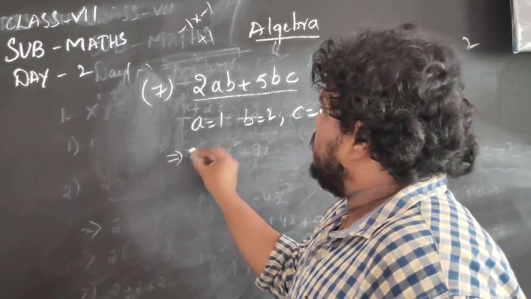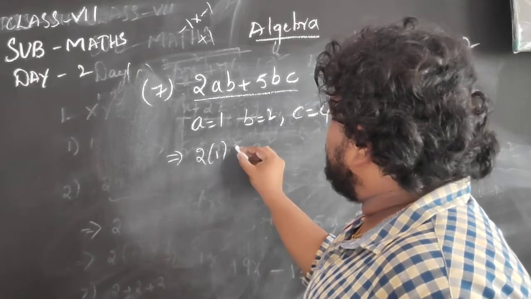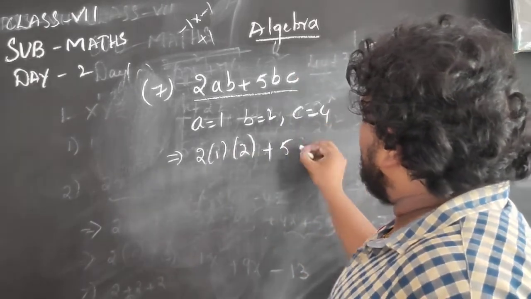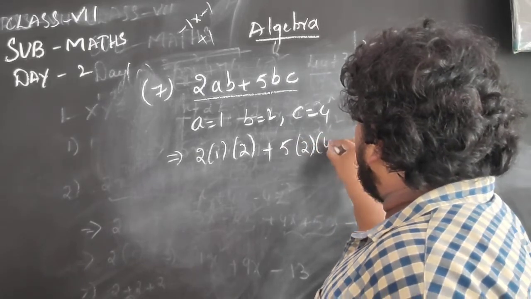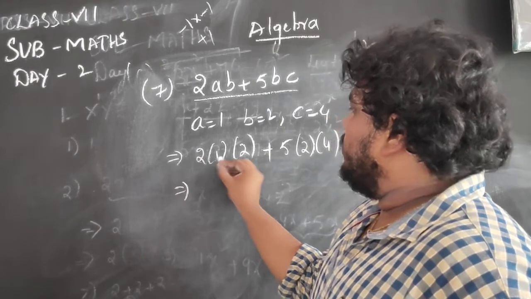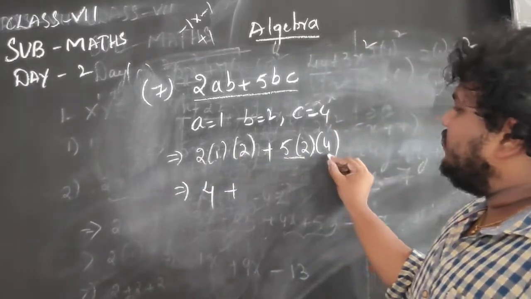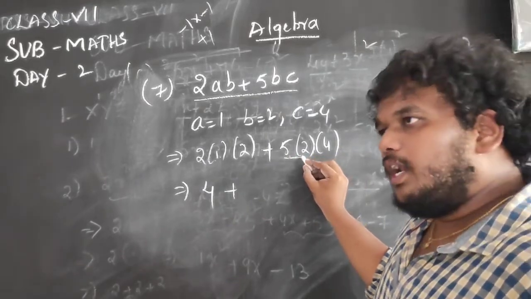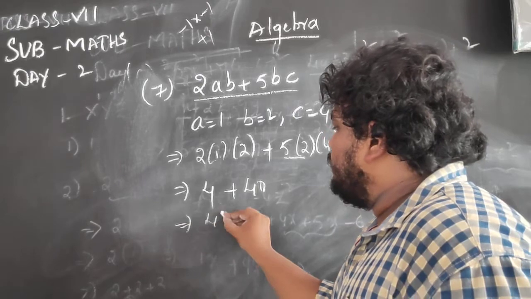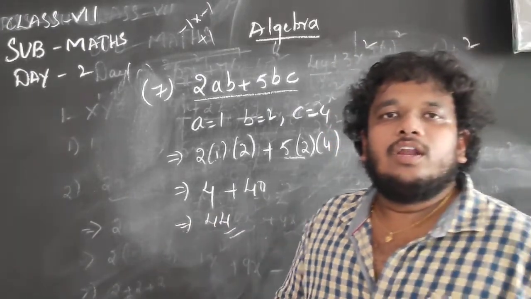So 2 into, it is multiplication, right? What is a value? 1. What is b value? 2. Plus 5 into b value, 2, into c value, 4. Now, 2 ones are 2, 2 twos are 4, plus 5 twos are 10, 10 fours are 40. So 40 plus 4 will be 44. Very simple. So 44, that is option 3, is your correct answer.